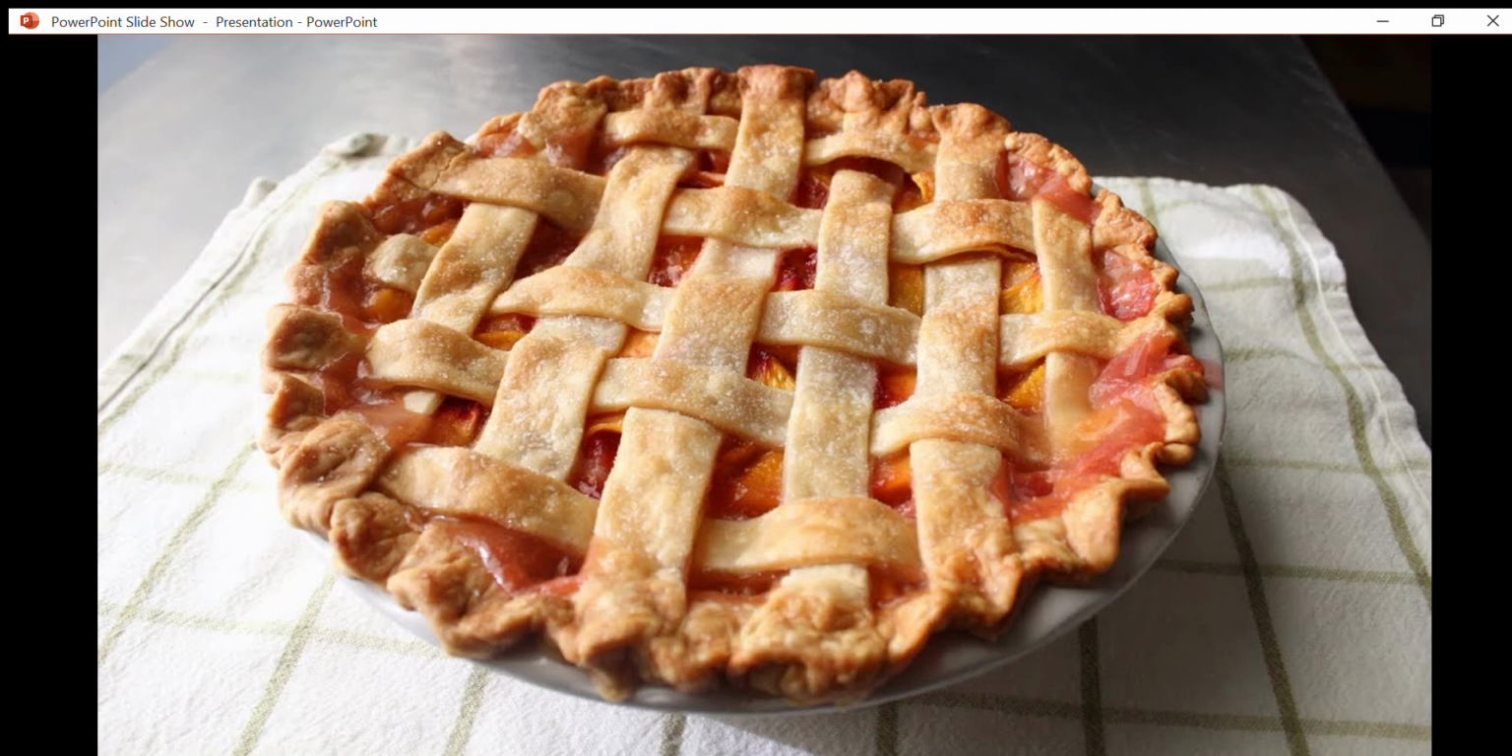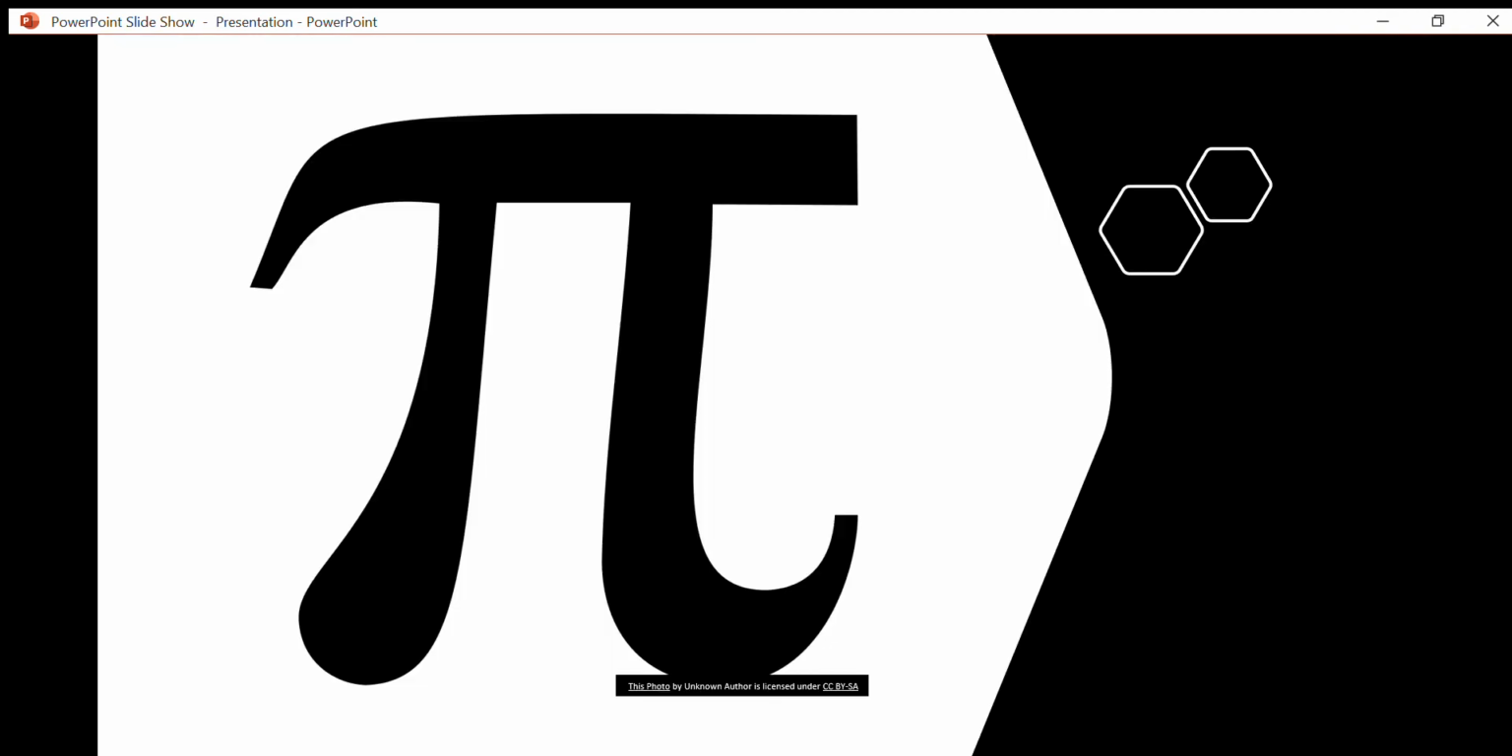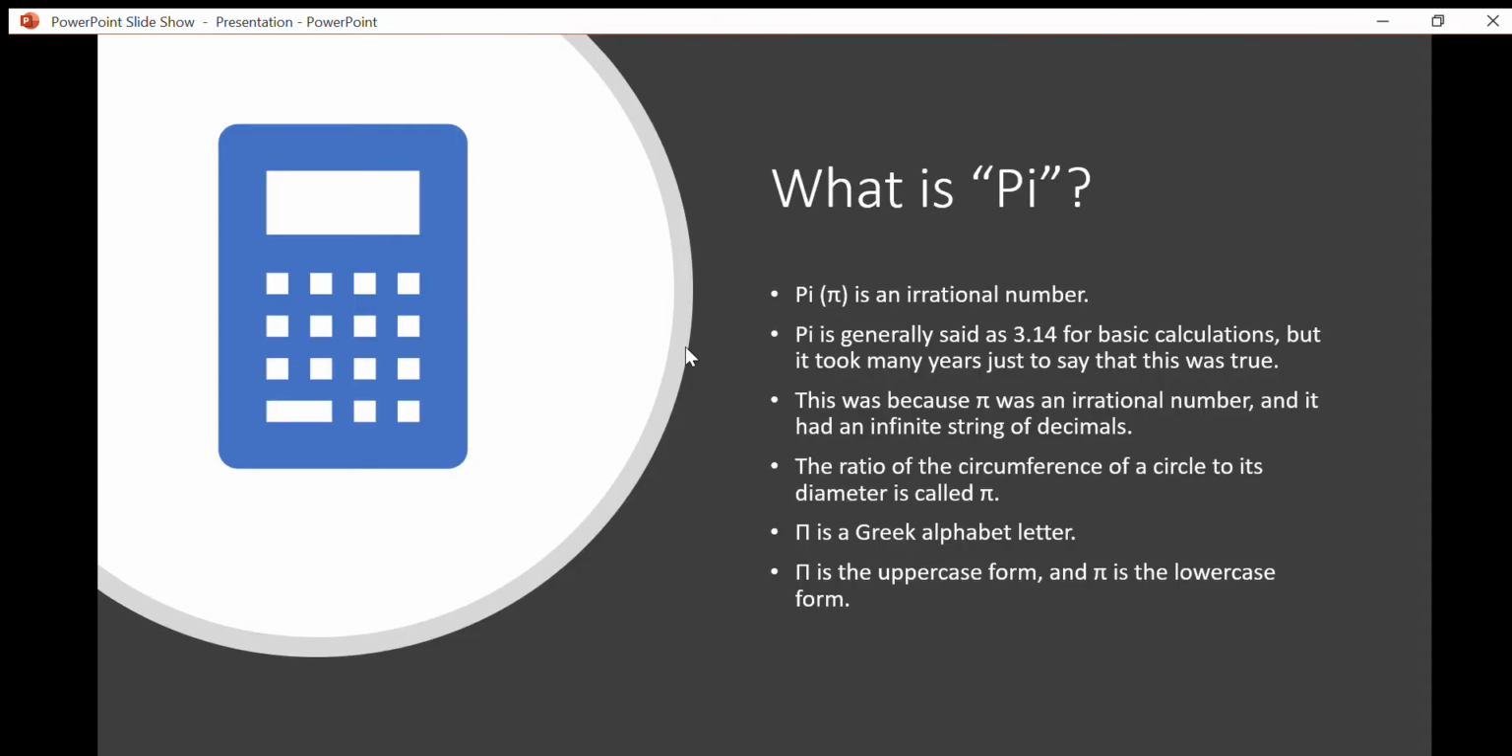Now you might be thinking, oh, maybe it's this type of pi. Yummy. No, it's not that type of pi. It's this one, this Greek alphabet symbol. Now, what is pi? Pi is an irrational number.